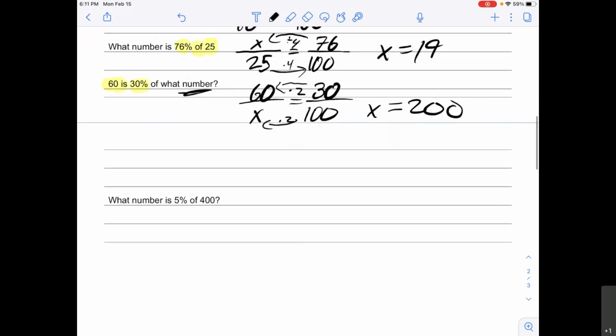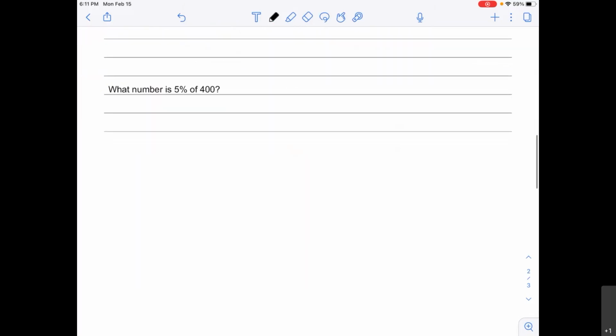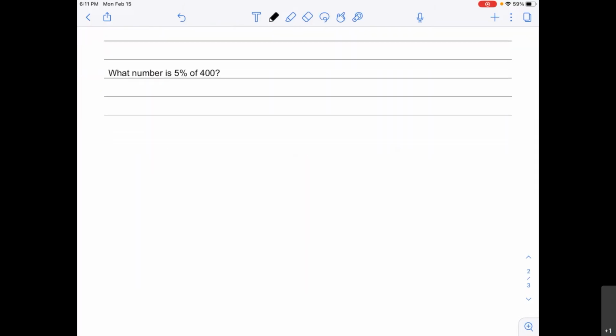And then our last one here, what number is 5% of 400? So once again, see if you can set it up, solve the proportion, and then restart the video to check your work.